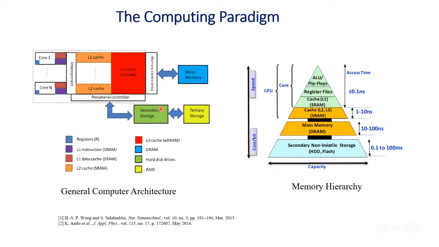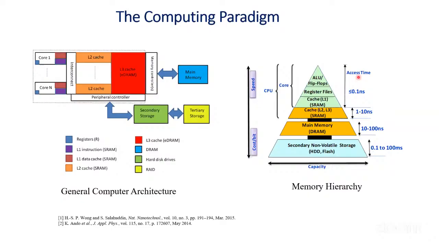Secondary storage are hard disk drives and flash memories. And then tertiary storage is a RAID memory that is used for server processors. So all these memories, except the tertiary storage, are there in your computer nowadays, or in the laptop that you are using. So you have the memory hierarchy on the right.